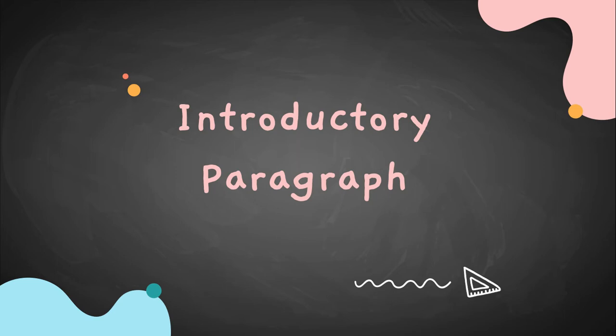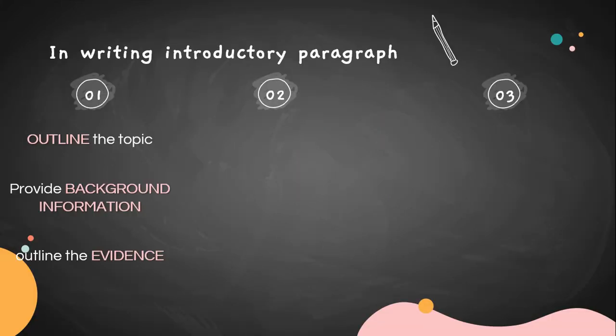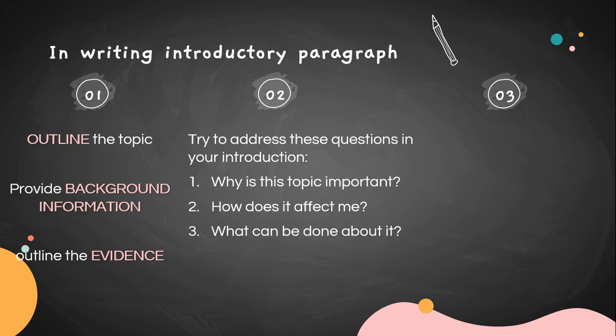How to make an introduction for an argumentative essay. First, outline the topic. Provide background information, and of course, you have to outline as well your evidences. The next thing is, try to address these questions in your introduction.